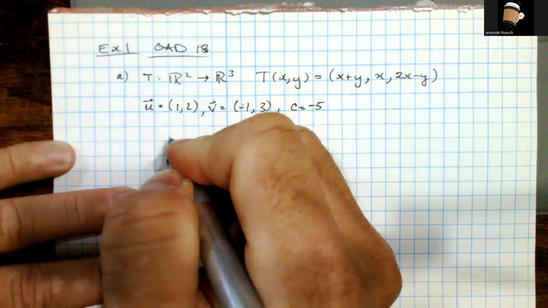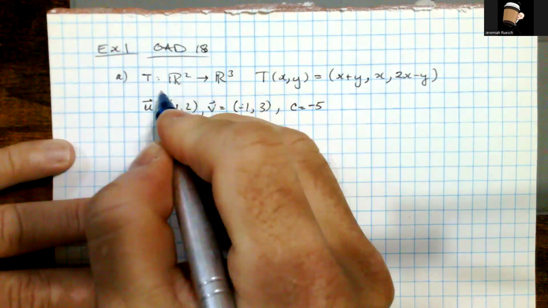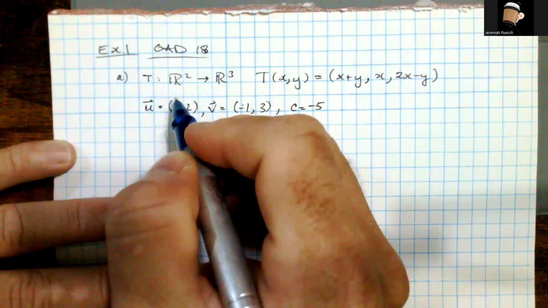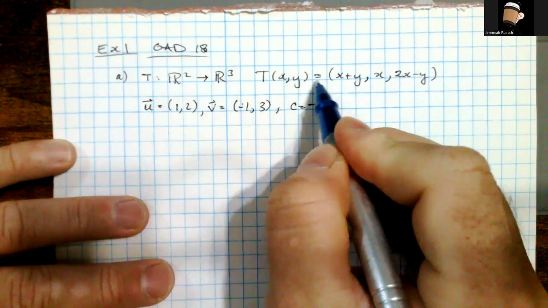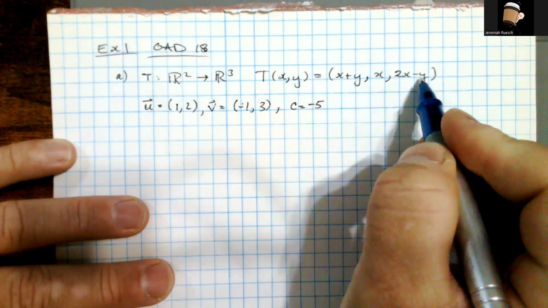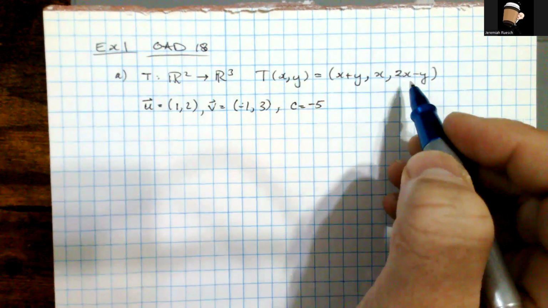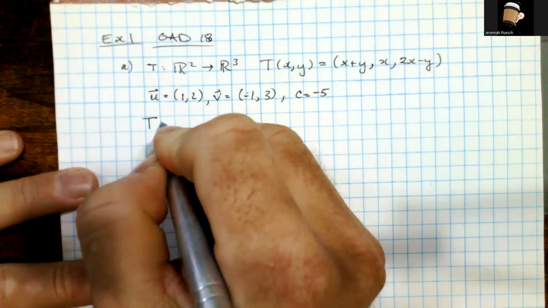All right, welcome back. This is day 18, example one. In this example, we're being asked to show that the transformation from R2 to R3 given by T of (x, y) equals (x plus y, x, and 2x minus y) is a linear transformation. Which means that we need to show that it satisfies the two properties.